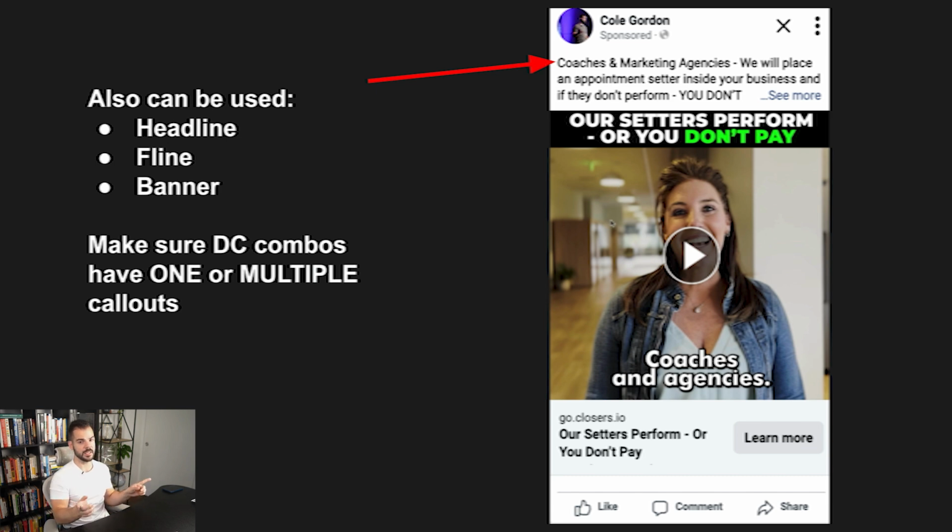Now, what's really key is a lot of people use dynamic creative, which means you can do different copy, different video, and different this, and it dynamically does the combinations. What you have to make sure is that between those dynamic creative, any of the combinations that can happen have some form of a call out. I would recommend it being right here, and also potentially in the headline, one or the other. But generally the first line is really the key.